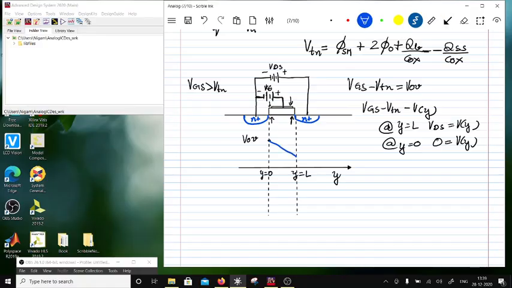Okay, so let me draw this again. So at any point the voltage is going to be equal to VGS minus VTN minus Vy, and at this voltage over here, it will be VGS minus VTN minus VDS.